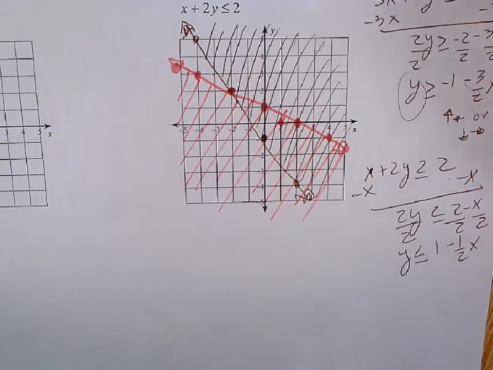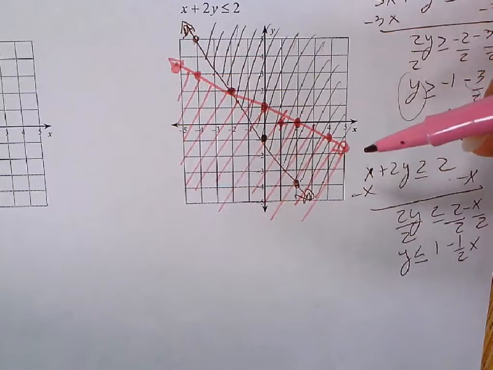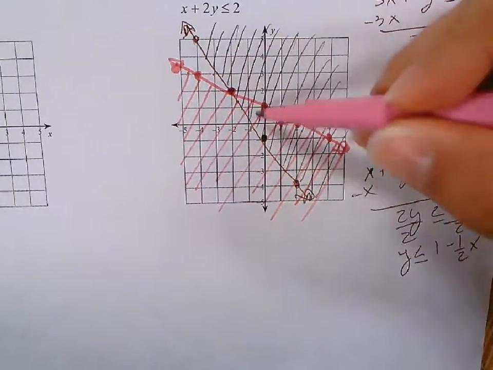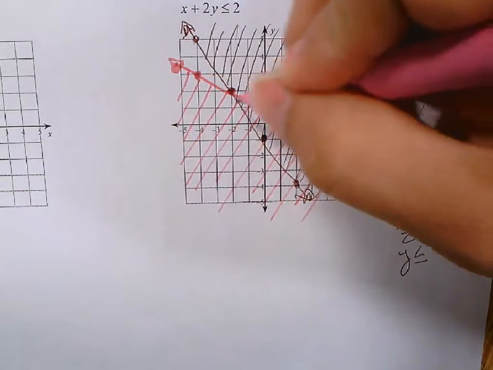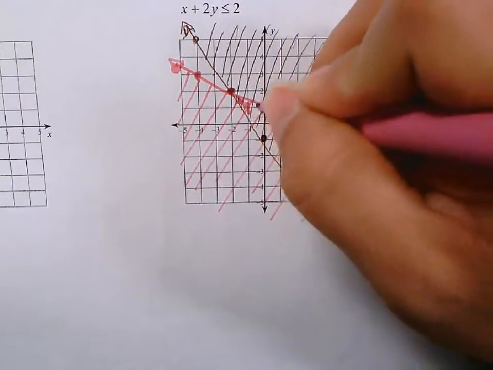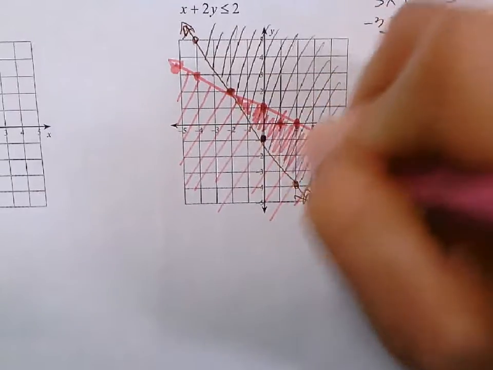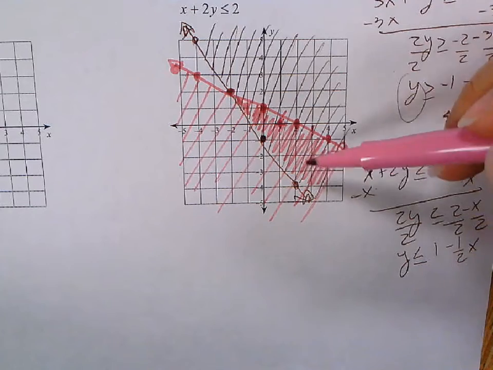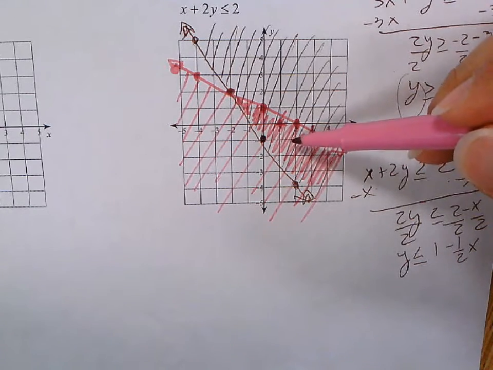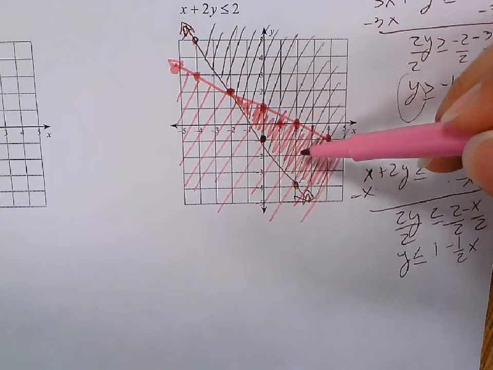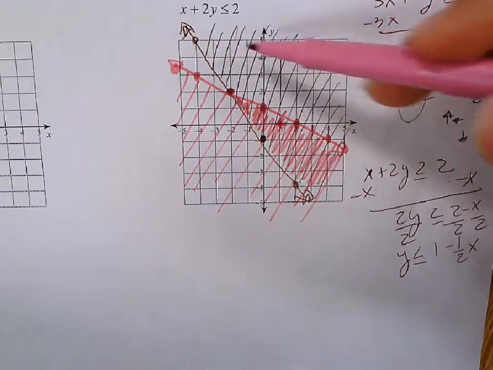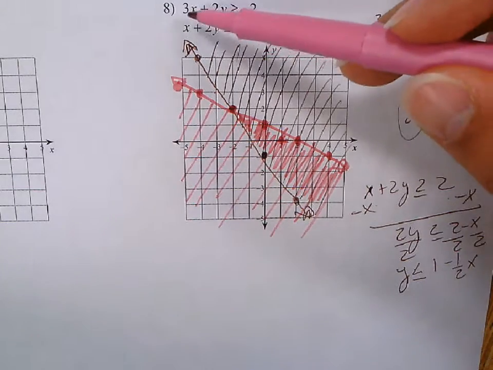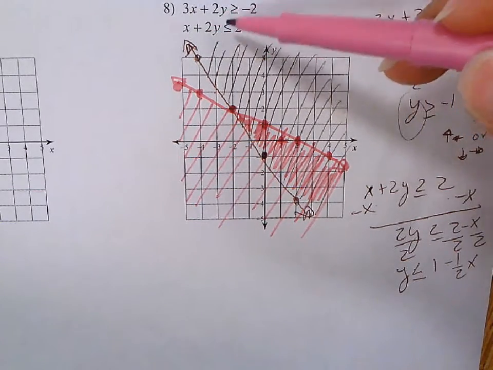Now, the most important part is to know where my solutions will be coming from. In this case, my solutions come from where the shading overlaps. If you can see on the video, the shading overlaps here in this part. So that means any point that I pick from the overlapped shading will be part of the solution. A solution means that that point will make both inequalities true.